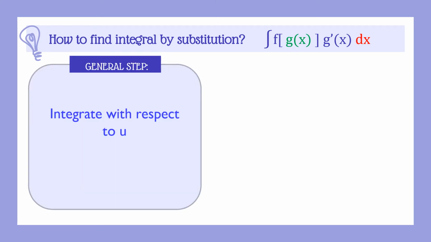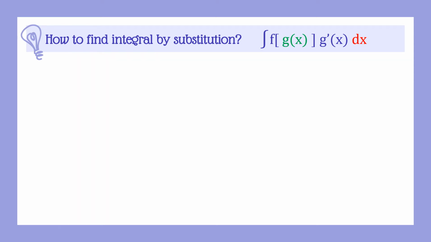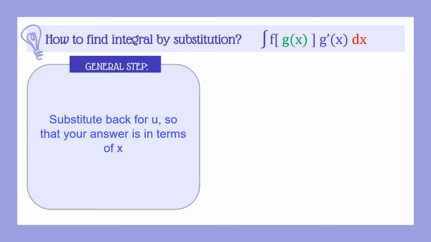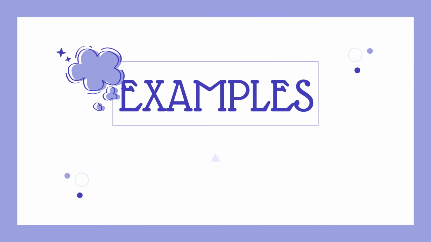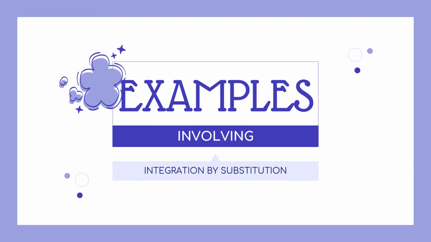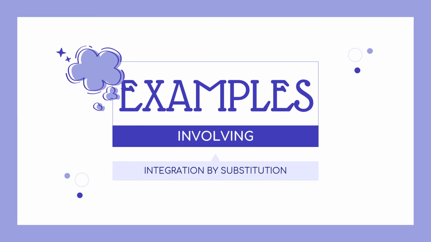General step, step 4, integrate with respect to u. Since we have integrate f(u) du, we need to integrate with respect to u. General step, step 5, substitute back for u so that your answer is in terms of x. After you get your answer in terms of u, then you substitute back for u in terms of x. Then finally you get the answer in terms of x. Let's look at an example involving integration by substitution.